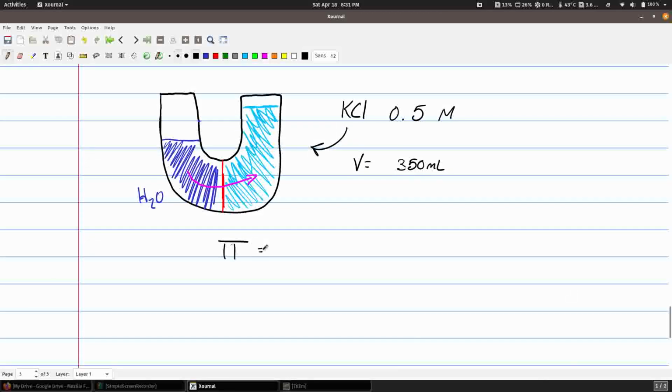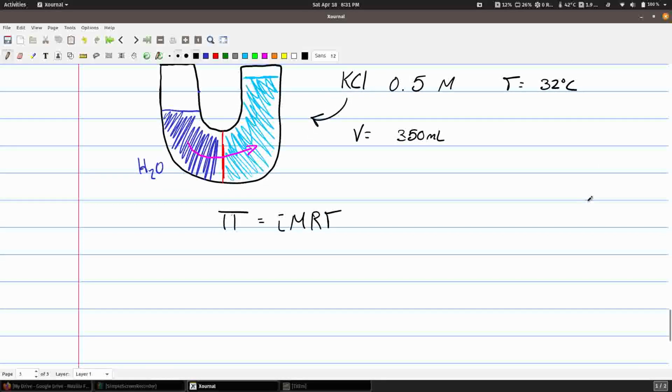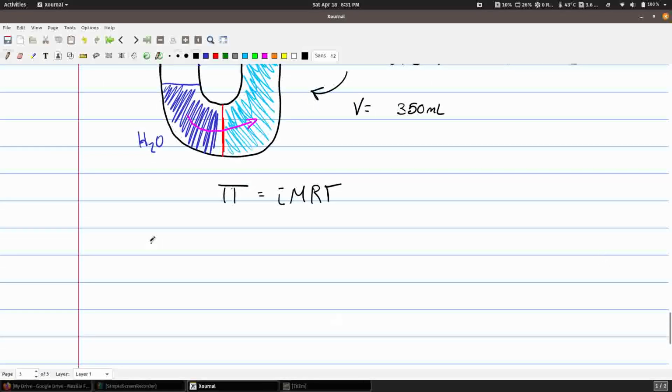We have big pi equals i times molarity times the gas constant times temperature. Let's say the temperature is, I don't know, like 32 degrees Celsius. We're going to make it a little warm. So first things first, let's convert this to liters. So volume is 350 milliliters.